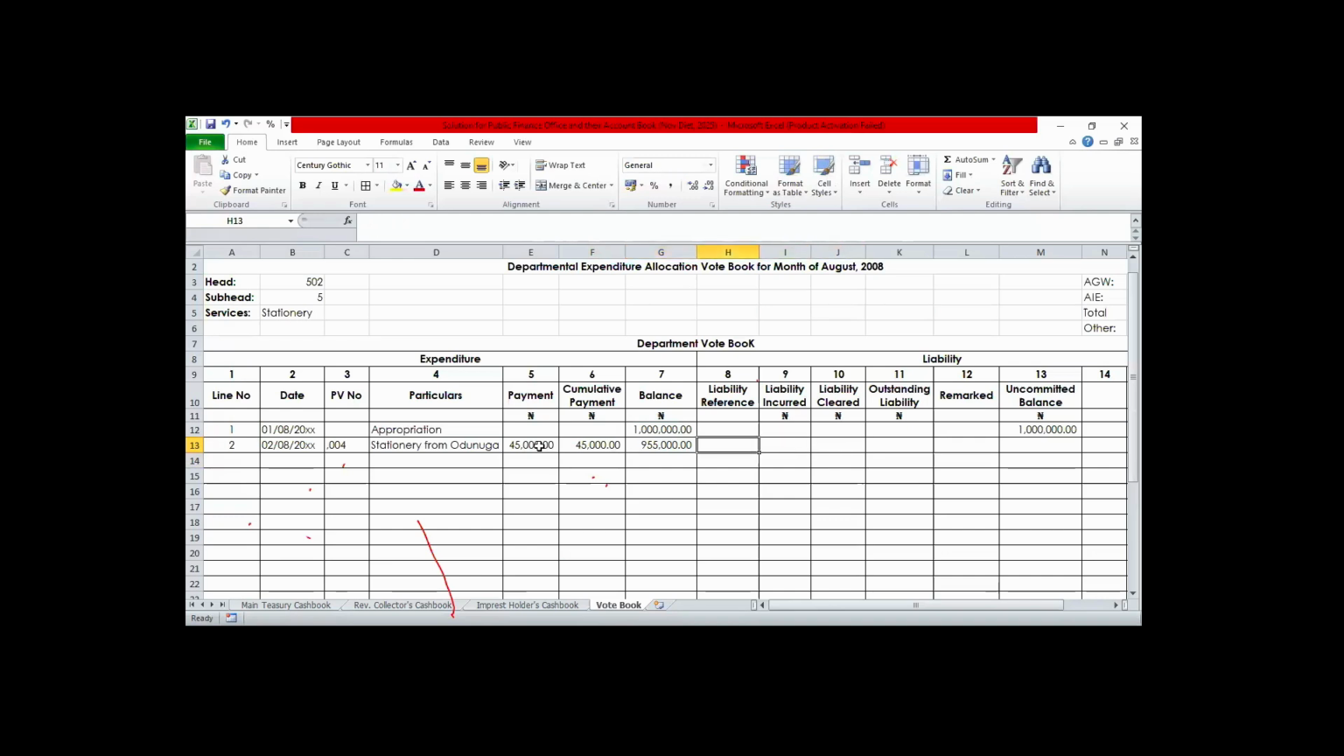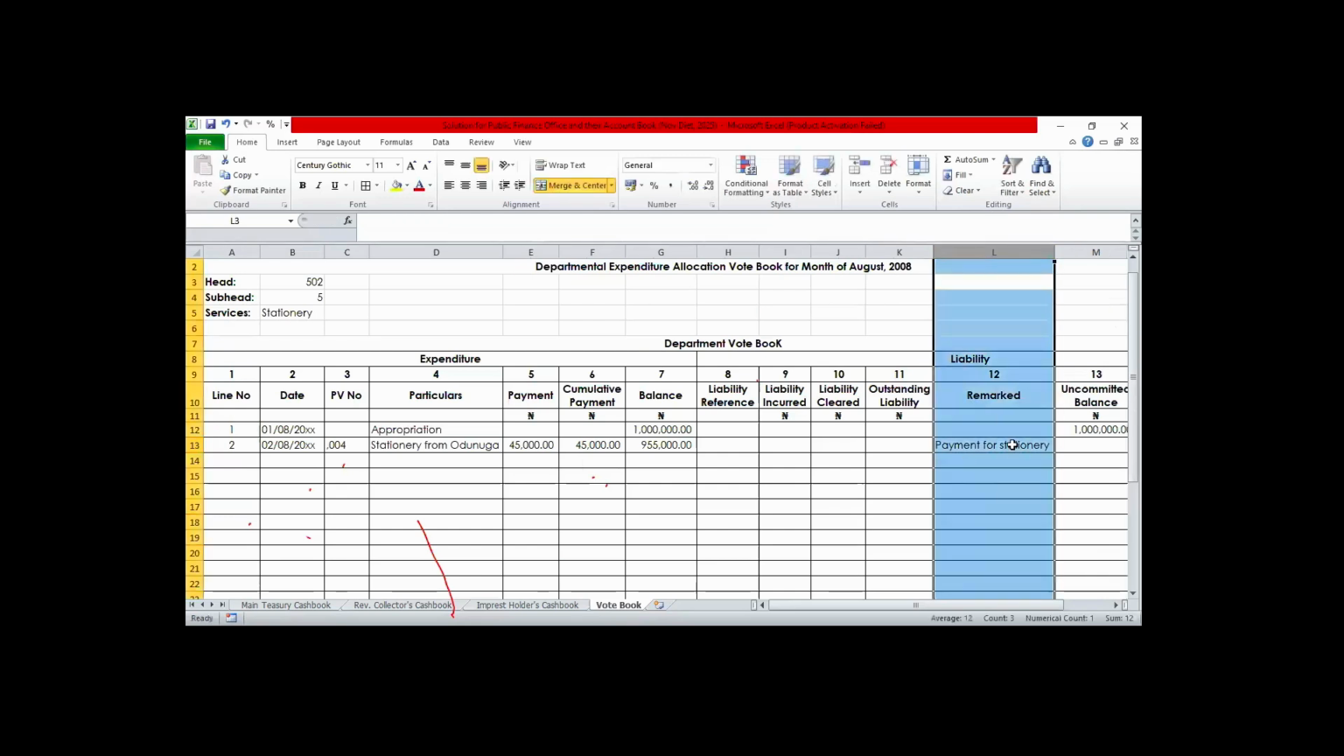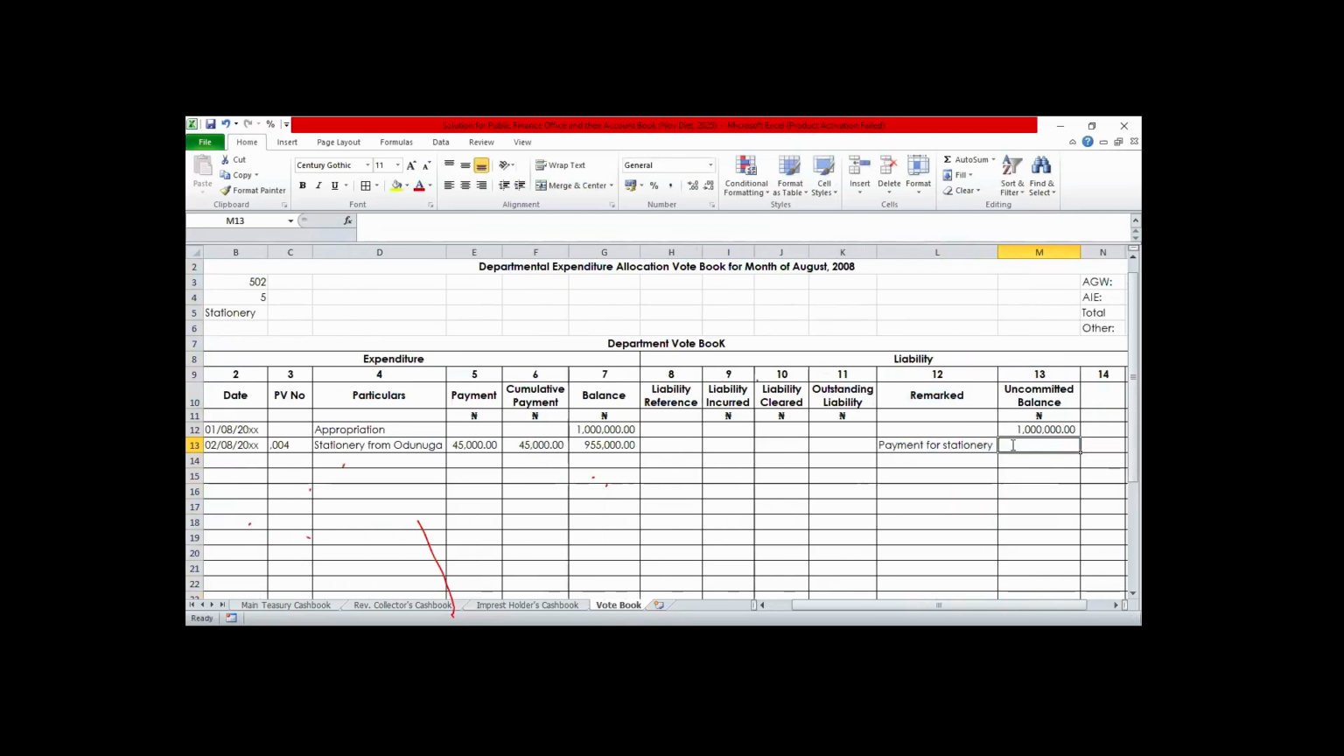Then go to what? There's nothing like liability reference here. No liability incurred, no outstanding liability. What did you do? The remark: payment for stationery. Is it clear? Yes, sir. Now, the payment simply means 1 million minus that 45 you made payment for here. You also have this.